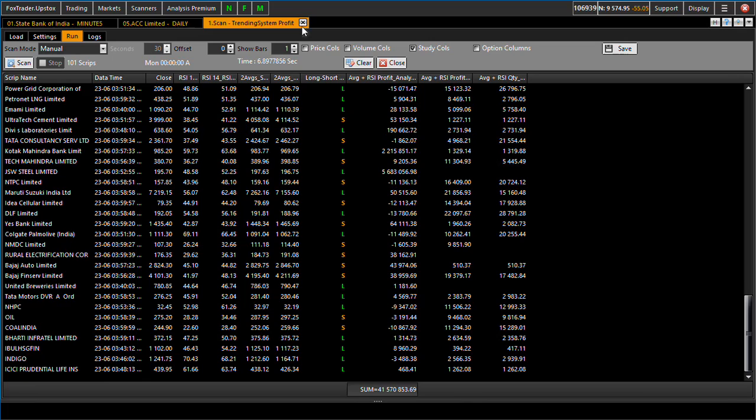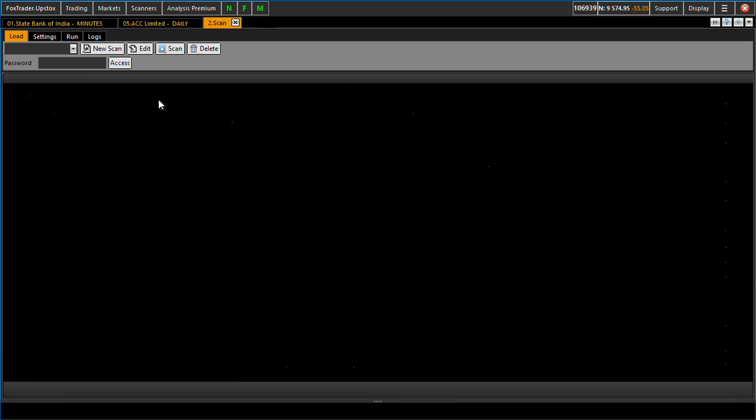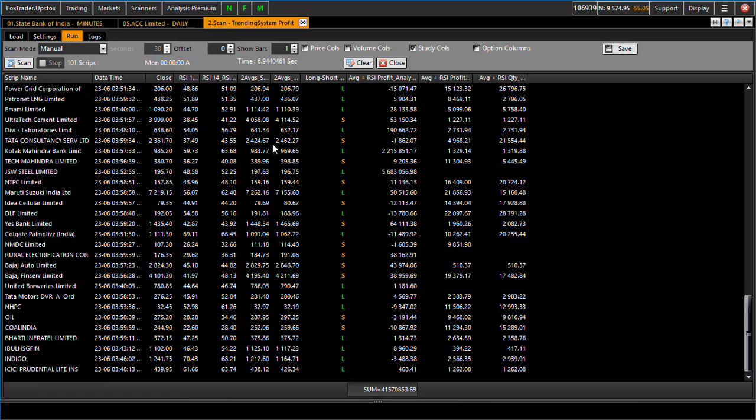So it is already saved. Now next time if you want to run it, you can simply go to scanner, go to group scan. Over here you will have to choose which strategy. So it was trending system profit scan, and simply scan it, right? The first scan will take a little time, however the consecutive scans will be faster than the previous. So this is how you can do a portfolio backtesting of your strategy.